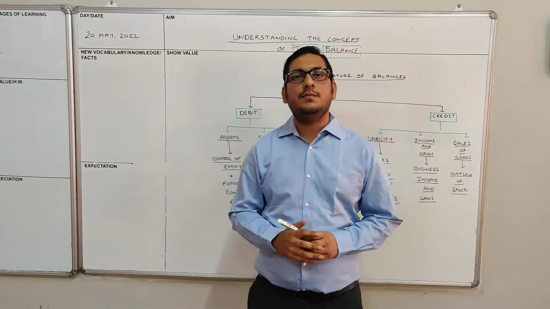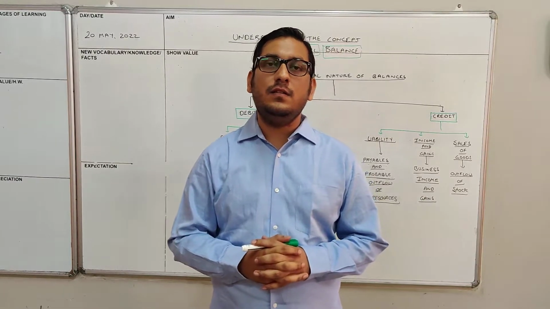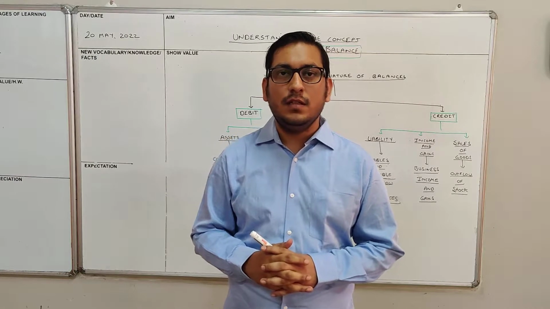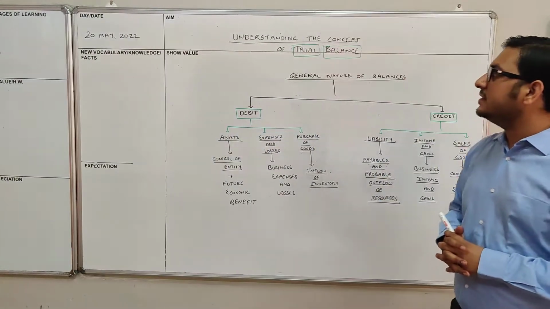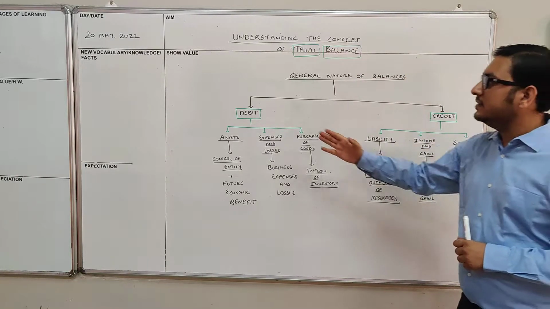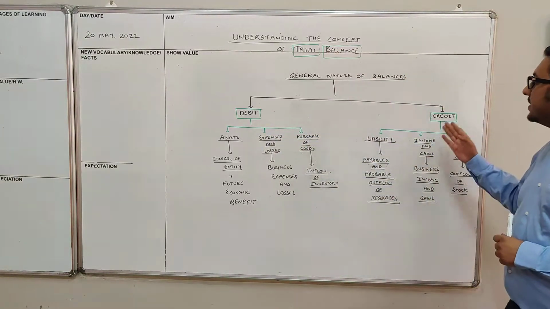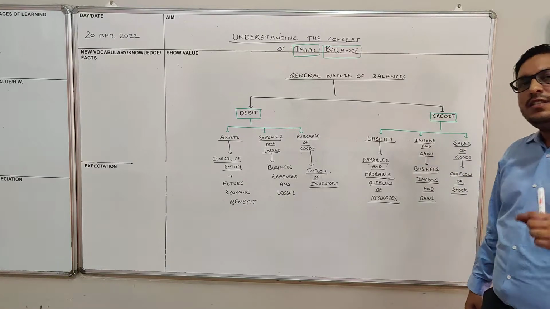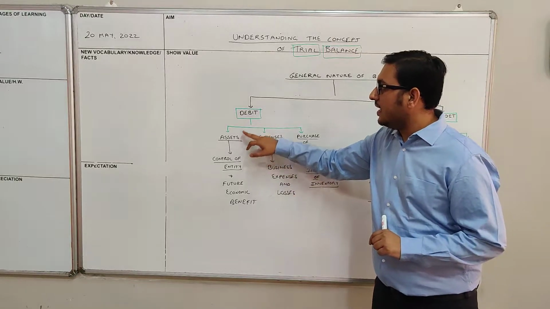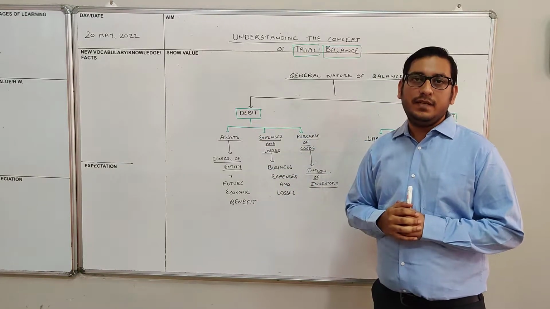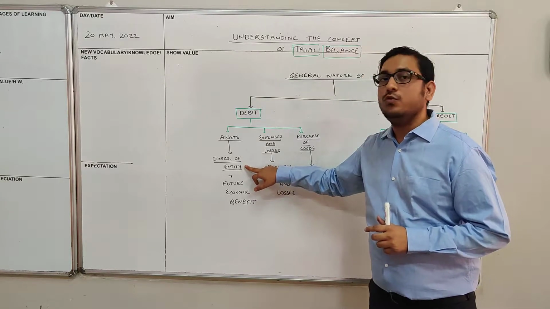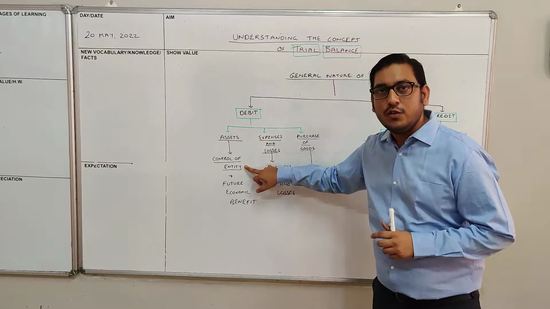So students, now we shall understand the nature of the balances, the general nature of the balances. Please look at the chart. You can see I have written the general nature of balances. One side is the debit side and another side is the credit side. Sir, which type of account generally has a debit balance? Assets. Assets always have a debit balance, because it is in the entity's control.